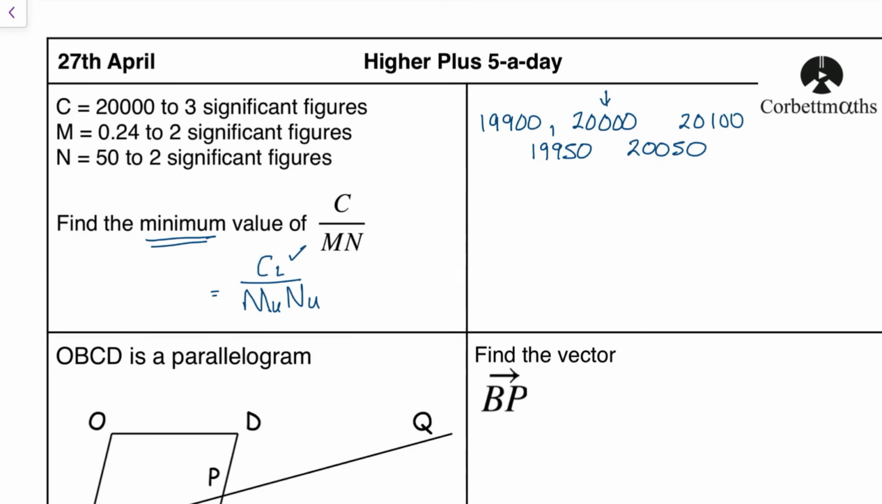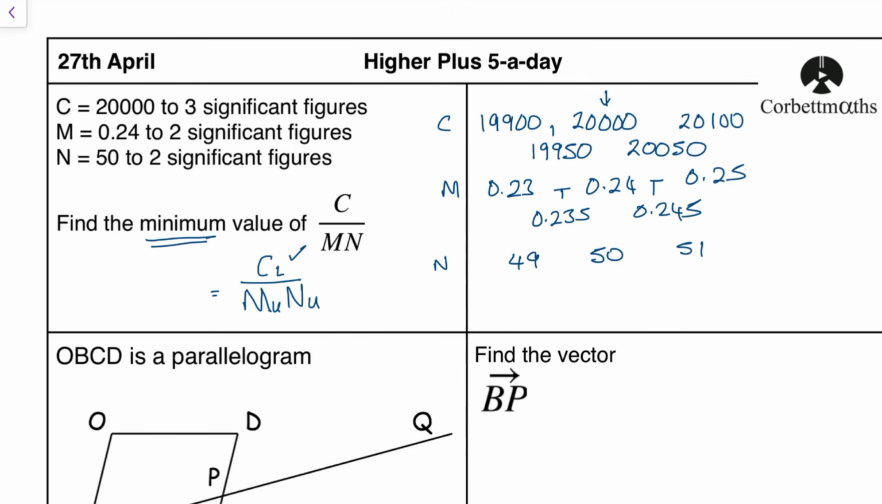M, hopefully M is slightly easier. So M is 2 sig fig. That one seems a bit more normal. The sig fig above is 0.25 and the sig fig below is 0.23, which means the lowest number is 0.235 and the highest number is 0.245. That one's slightly more straightforward. N is 2 sig fig as well, so you have to be careful here. The second sig fig above is 51 and the second sig fig below is 49, which means my range is 49.5 up to 50.5.